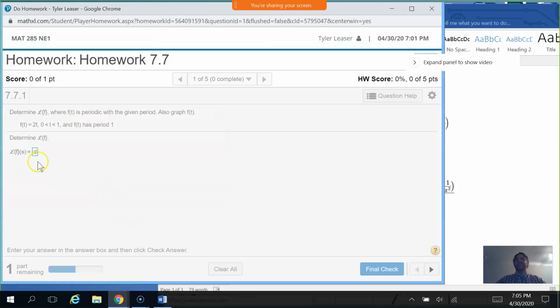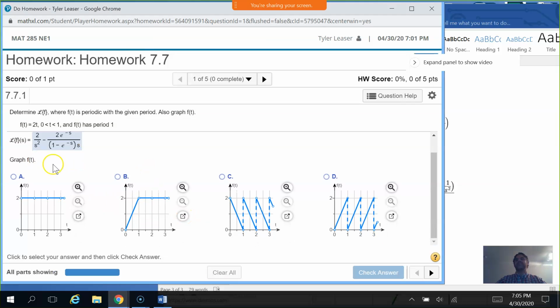There is another part to this. And that's just asking for the graph of the original function. Remember that was this one, right? It's just that 0 to 1 thing over and over again.